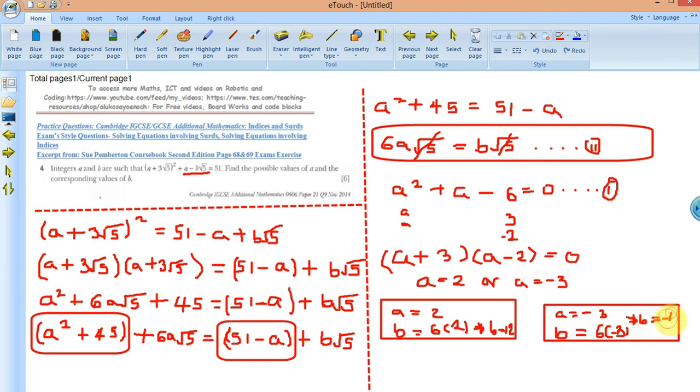Okay, so now we have to find the possible values of a and the corresponding values of b. So the set of solutions for (a, b) is: when a is 2, then b is 12. That's it in coordinate form there. Then when a equals minus 3, then b equals minus 18. So that's the set of the solution. Okay guys, this is pretty cool.